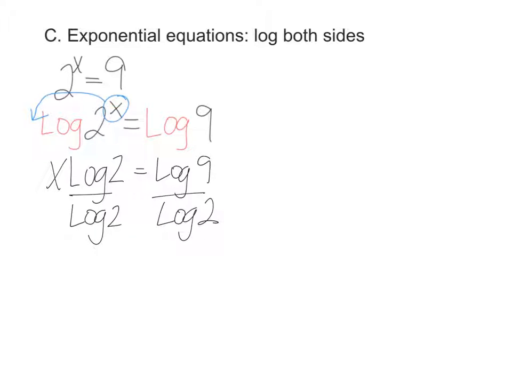And notice we end up with the same thing. We use a change of base formula. When we rewrote this one as the log base 2 of 9 equals x, we end up doing the same step at the end. So x is equal to 3.17. It's 3.1699, so it's going to round up to 3.17.